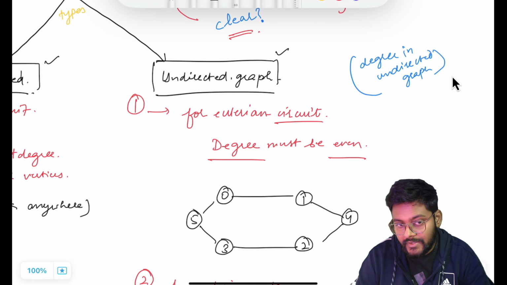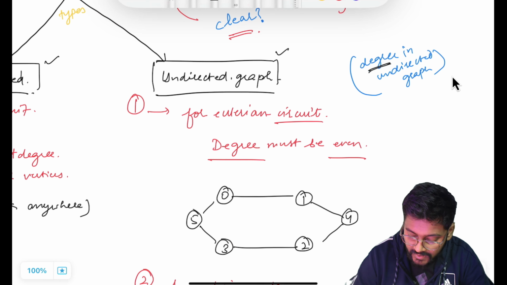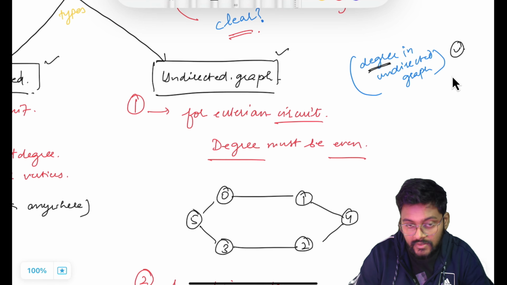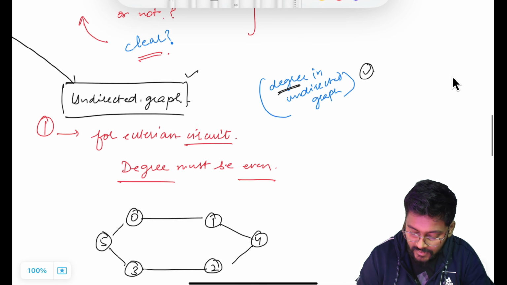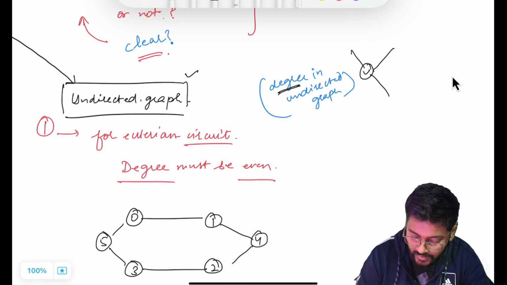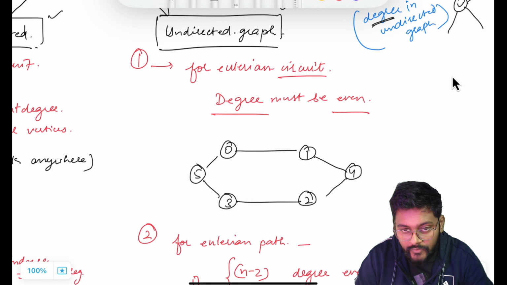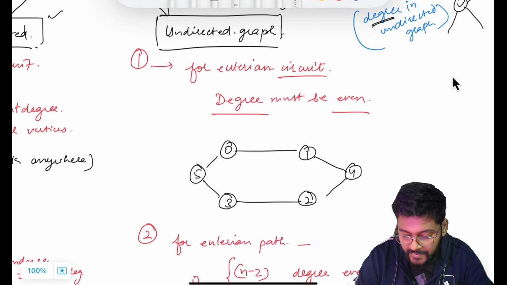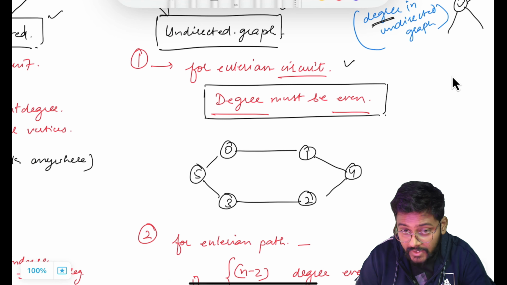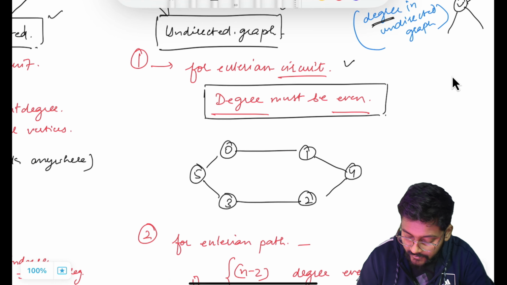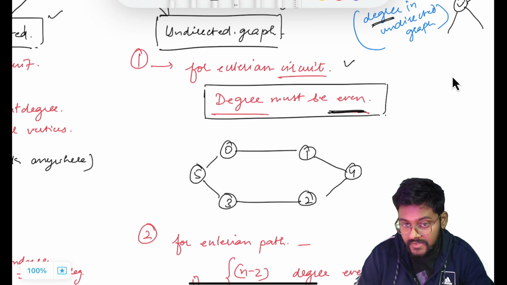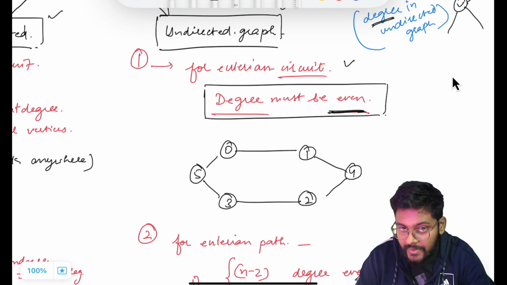If we are given an undirected graph, first of all, try to understand what is the degree of a vertex in an undirected graph. Degree is the number of edges connected to that vertex. Here in this example, there are 4 edges connected to that node. It means the degree of this node or this vertex is 4. How do we get to know whether the Eulerian circuit is present in the graph or not? If the degree of every single node is even, then the Eulerian circuit is definitely present in the graph.